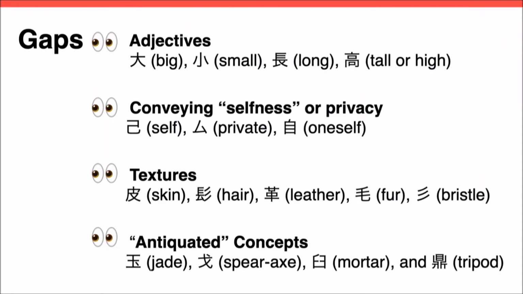I was very proud of this. One of the areas of semantic gaps is textures. There's skin, hair, leather, fur, bristle, all in Chinese radicals, not in emoji form. So what should I do with this academic work, which we also presented at a conference? I think it's called WebConf now. It used to be called WWW.